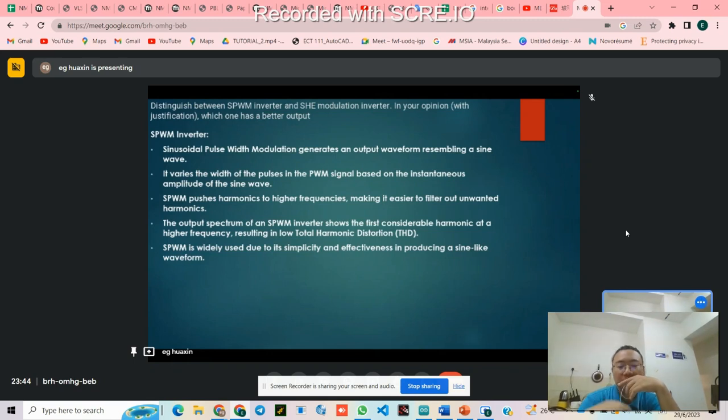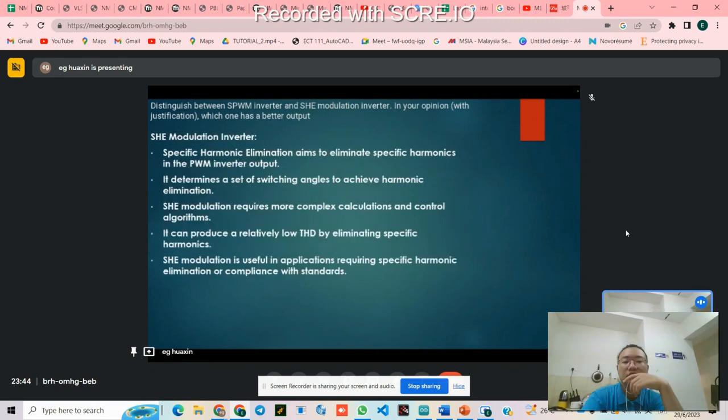So next will be the SHE modulation inverter. The SHE modulation inverter is a technique that aims to eliminate specific harmonics in the PWM inverter by determining a set of switching angles. So by selecting the switching angles, certain harmonics can be eliminated, which can provide a cleaner output waveform with reduced distortion. The SHE modulation technique requires more complex calculation and control algorithms to determine the switching angles.